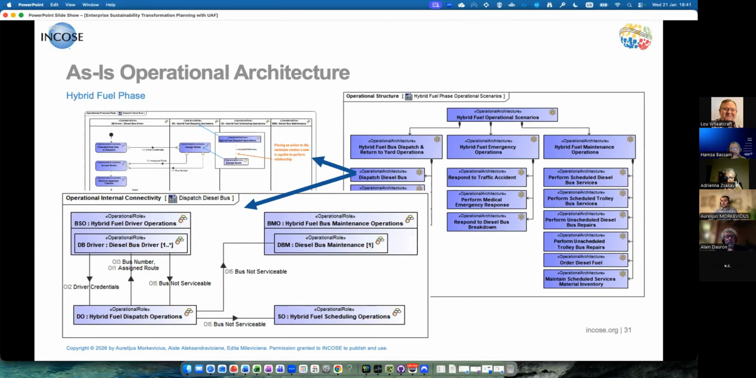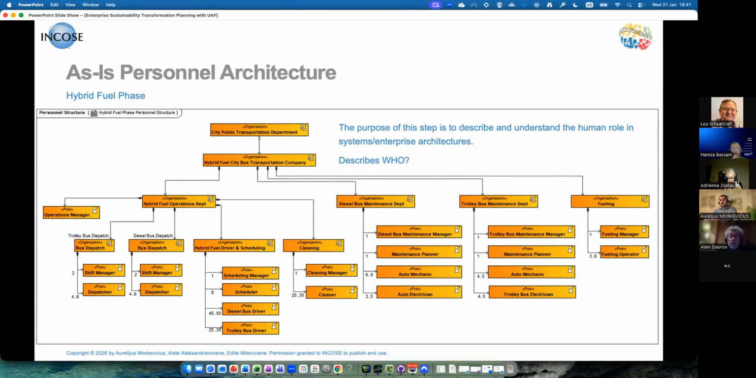So that's here for the hybrid fuel phase as we analyze the as-is operational scenarios. Also, on the personnel side, the human resources side, we analyze what the organization is today, approximately how many drivers we have, what roles we have, and look into the overall organization, more from the role perspective, right? So we're not looking at the actual people, Bob or Ron or John, in this specific diagram, but at what the roles are and approximately how many of them are needed to operate the city bus enterprise today.